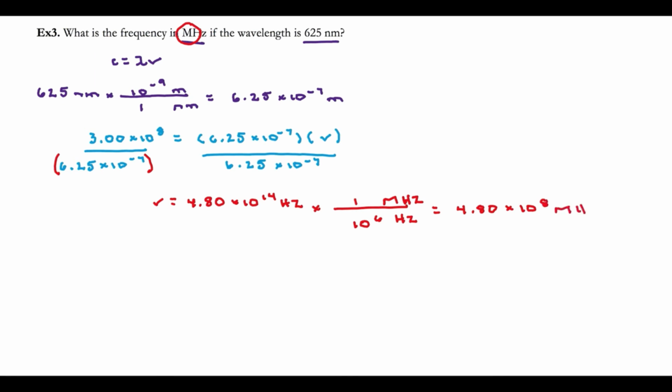Double checking sig figs quickly. I've got 3 sig figs from 625, and 3.00 has 3 sig figs. So I'm good with sig figs, and I'm good with units.